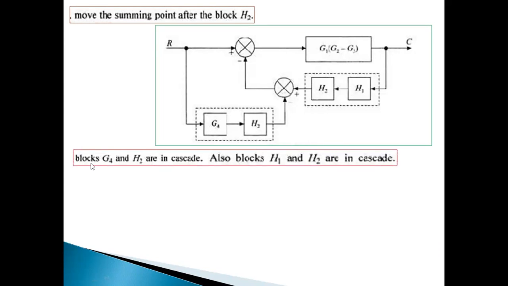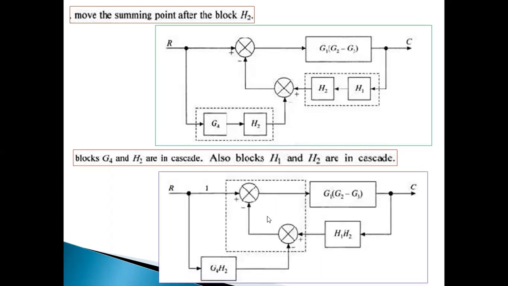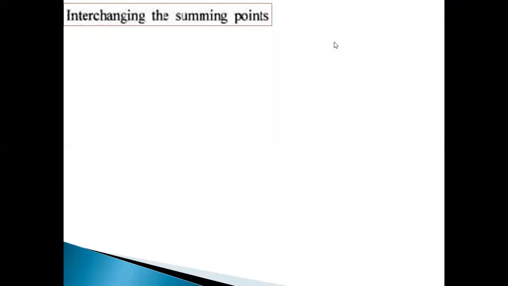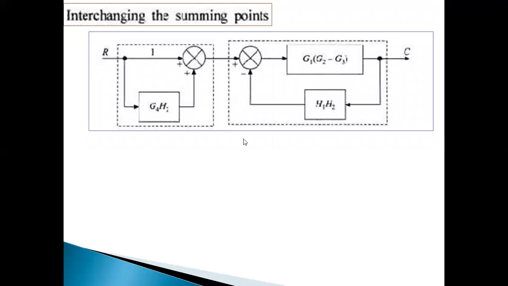Now the blocks G2, G4, H2 are in cascade. Also the blocks H1, H2 are in cascade. We have already drawn this figure, so no need to draw it again. Now I want to interchange these two summing points. See here, interchanging summing points. We can redraw the figure in this fashion.